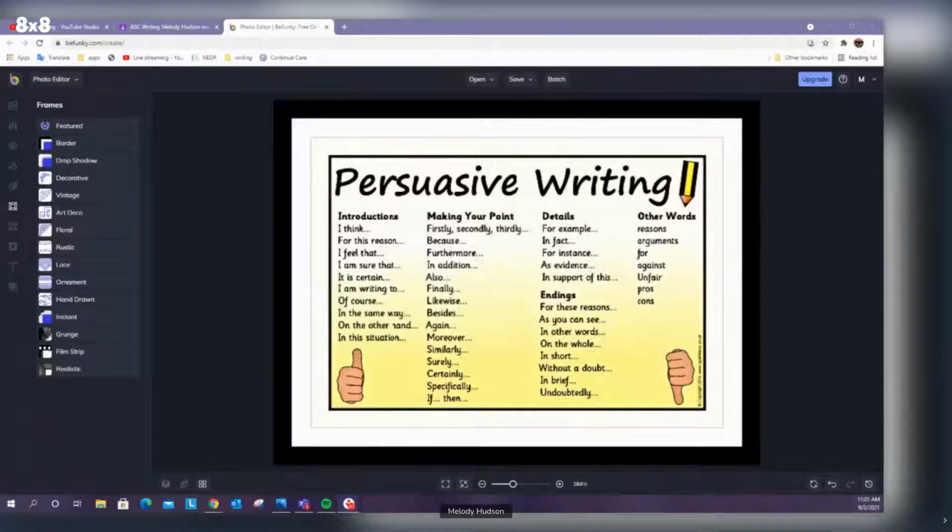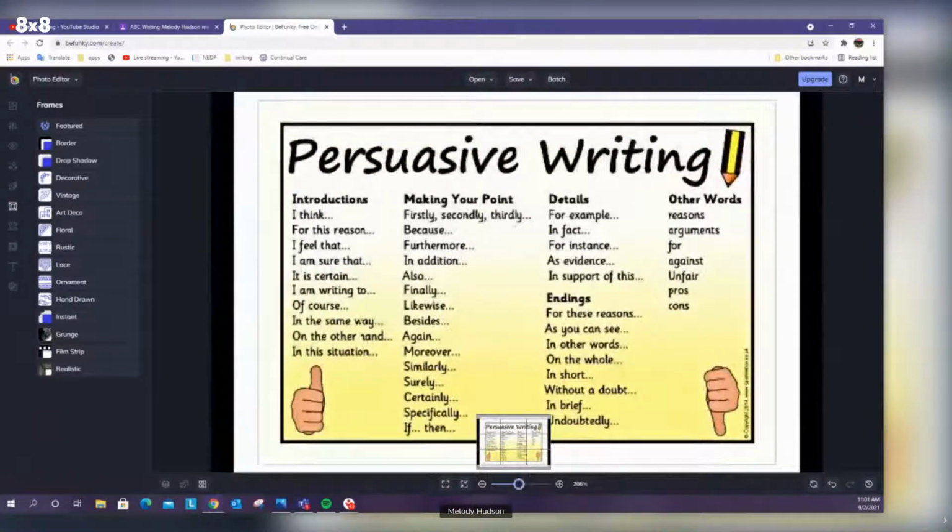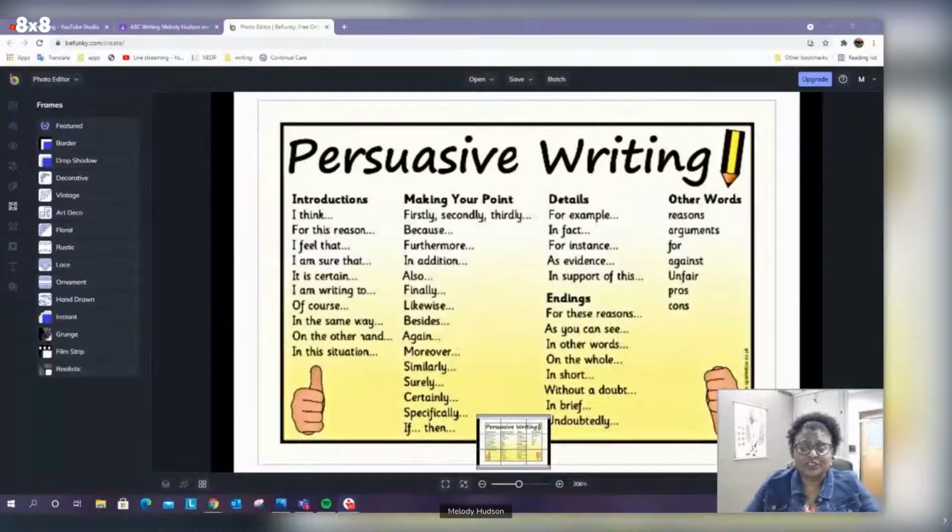How strong, how good was this author's argument, and what kind of words did he use or not use to make his argument? So first, let's look at some of the words that we would use when we are making a persuasive argument. In our introduction, we're going to use words like I think, for this reason, I feel that, I am sure that, it is certain, I am writing to talk about, you know, of course.